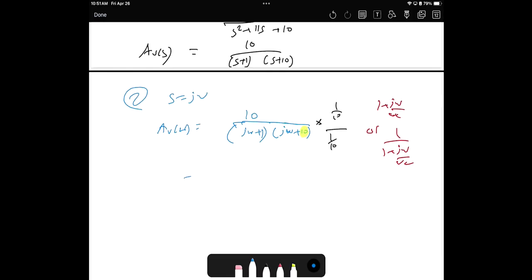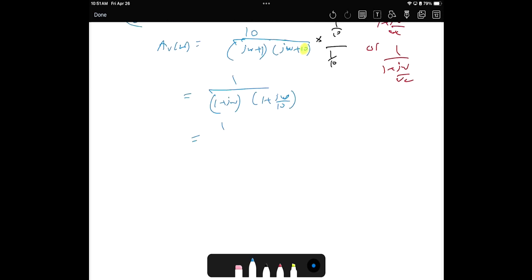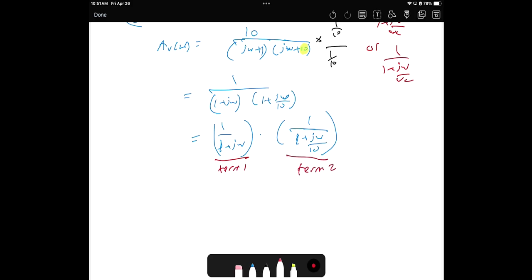So this yields the closed loop to be 1 over (1 plus j omega) times (1 plus j omega over t). Okay, does this make sense? Then I can split it as 1 over (1 plus j omega), this is term 1, and term 2, 1 over (1 plus j omega over t). So we can do term 1 first, and term 2 second. Here is term 1, here is term 2.